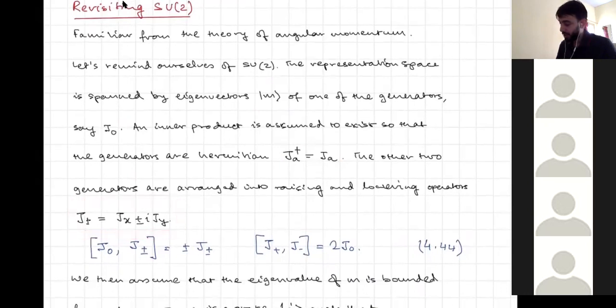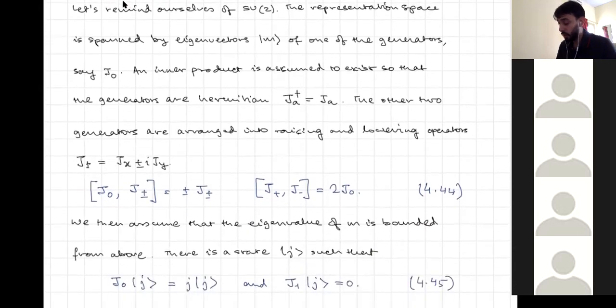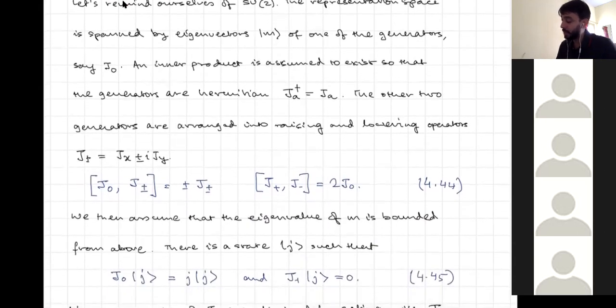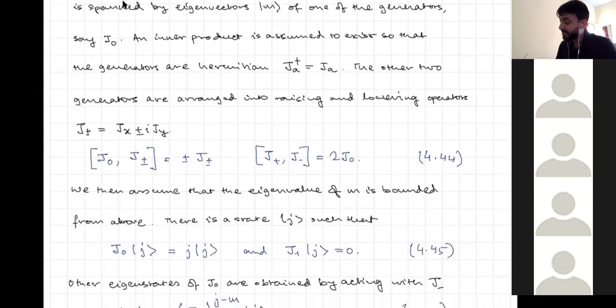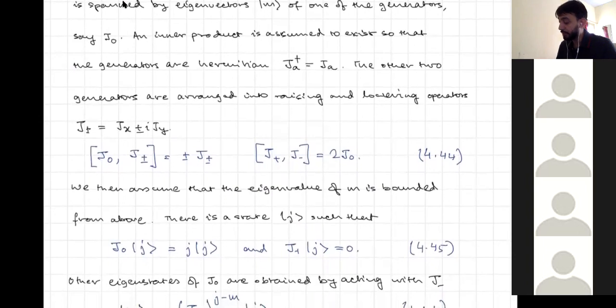Okay. So J0 with J plus minus gives you plus minus J plus minus, and J plus with J minus gives you 2J0. Okay. What do we do then? We assume that the eigenvalue of M is bounded from above. So we will have a state, this J, whose J0 value is again the label J, and you cannot raise this further. So this has the maximum J0 value.